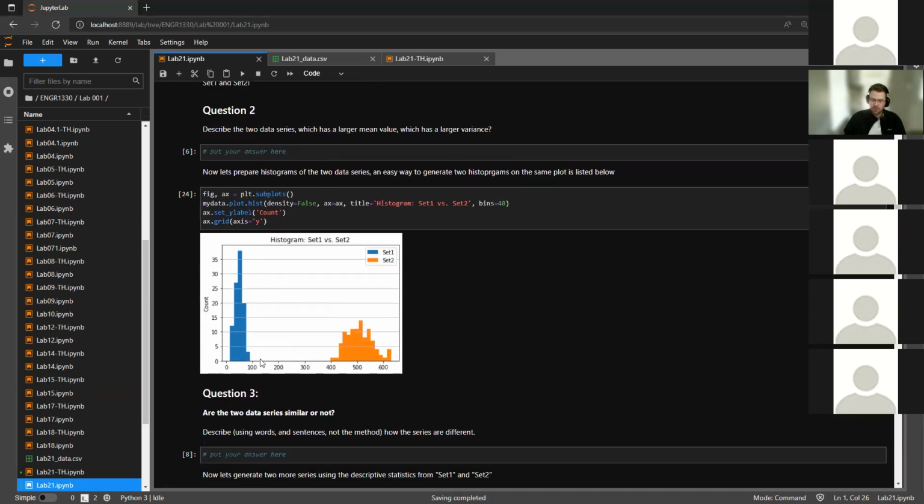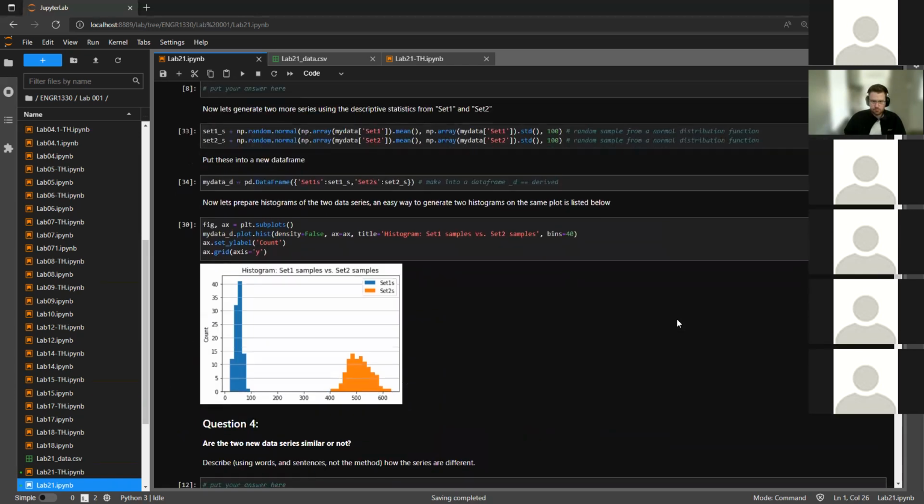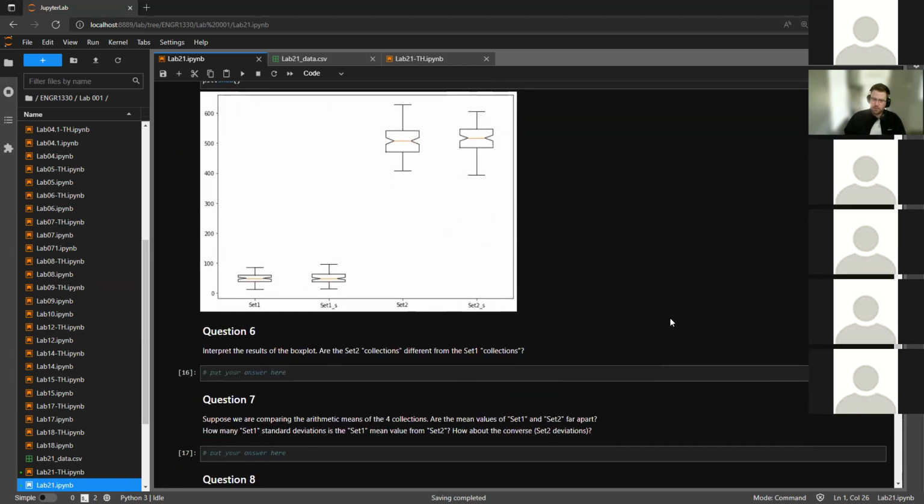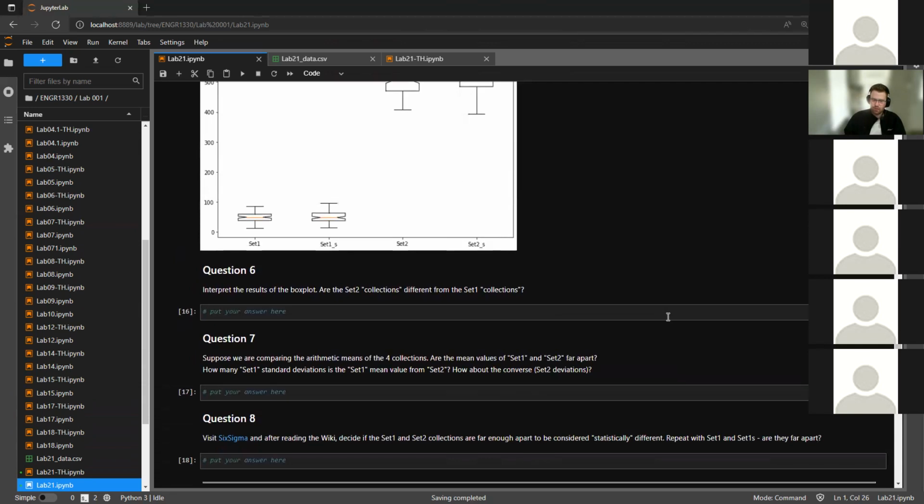And here's a visualization of that. Is the gap between the two of these larger than the two things themselves? Yeah, it is. Okay, so that's question 7. All right, question 8.